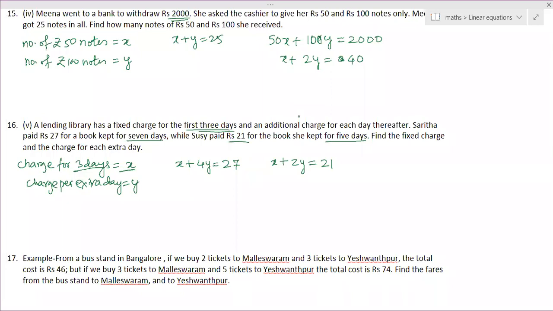Yes, ma'am, the fixed charge is rupees 15 and the charge per extra day will be rupees 3. So the charge per extra day is 3, right? Yes, I got it. Fixed charge is 15 and the charge per extra day is rupees 3. X is 15 and Y is 3.